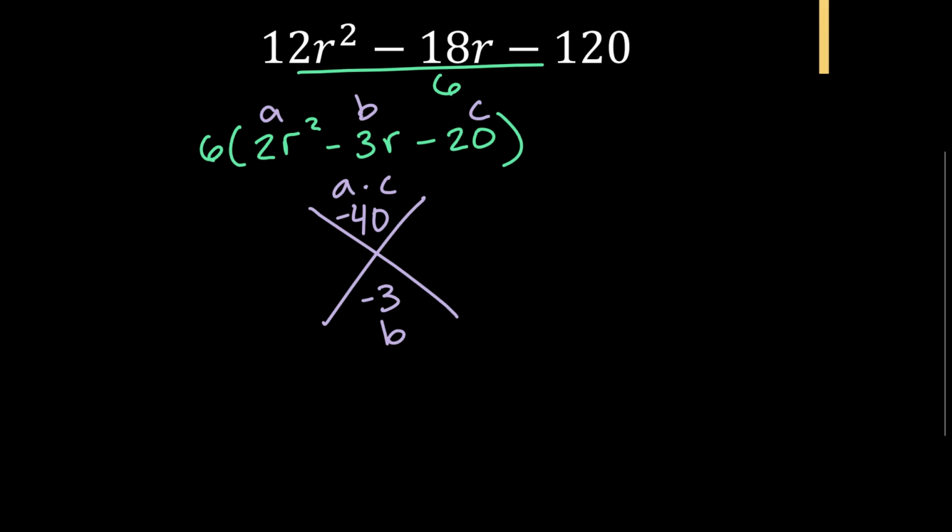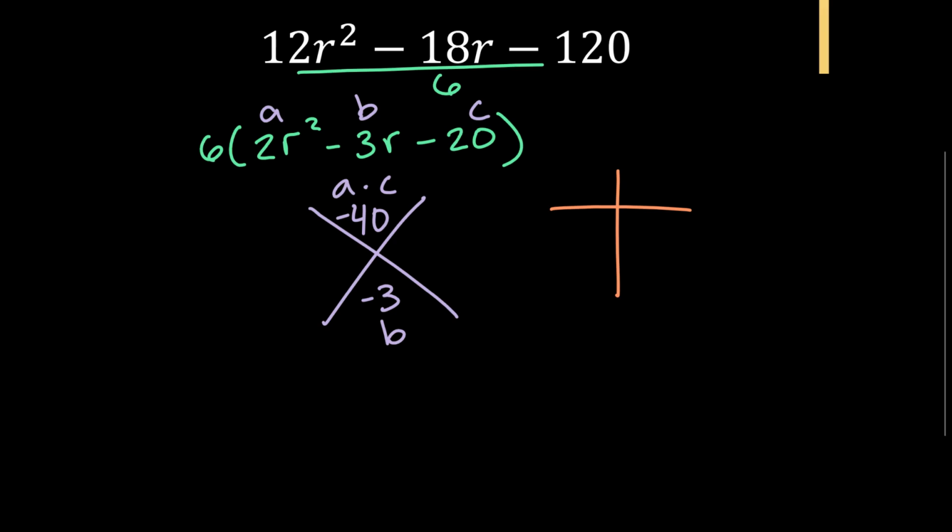Now, we ask ourselves what two numbers multiply to get that top number, negative 40, but add to get negative 3. Now, sometimes this is hard to think of. So, if you find it hard to think of these numbers, you do a little chart over here. And what are you looking for? The numbers that add to B. So first, let's think of two numbers that multiply to give you negative 40.